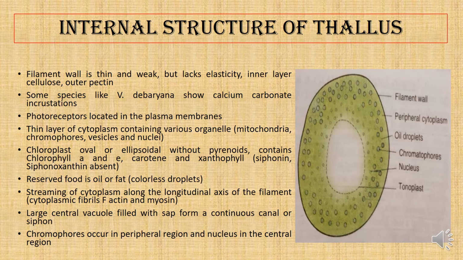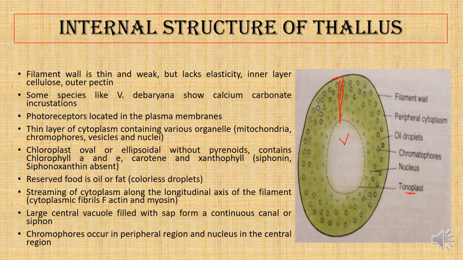So this is the internal structure. Here we see a cross section of the internal structure, a transverse section, and this is the cell wall. This layer is two layered, outer pectin and inner cellulose. Then we have the plasma membrane and a thin layer of cytoplasm. This is the layer of cytoplasm, and this is the central vacuole, and this is the tonoplast.